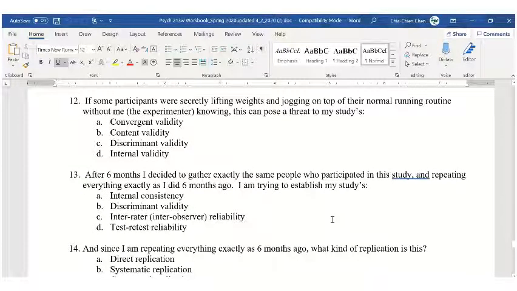Number 12, if some participants were secretly lifting weights and jogging on top of their normal running routine without me, the experimenter, knowing, this can pose a threat to the study's internal validity. So the correct answer is D.